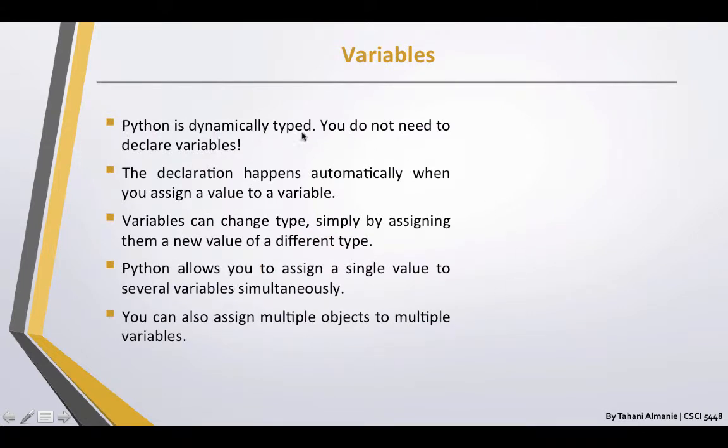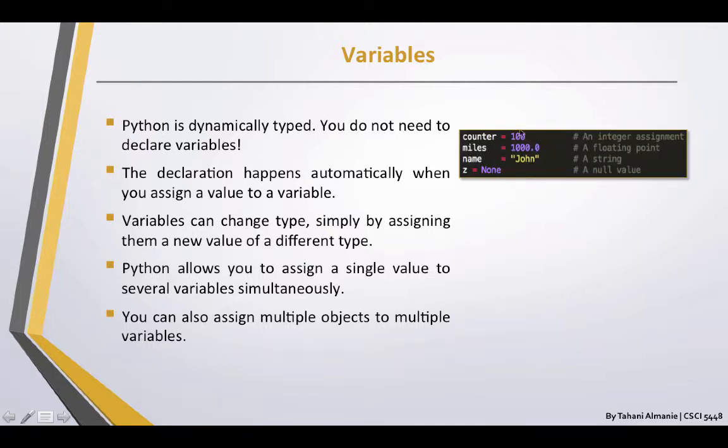Python is dynamically typed, so you don't need to declare variables. And the declaration happens automatically when you assign a value to a variable. So here, if we assign 100 to a variable counter, this means an integer assignment. And here, a floating point assignment. And here we have a string, and this None represents a null value.